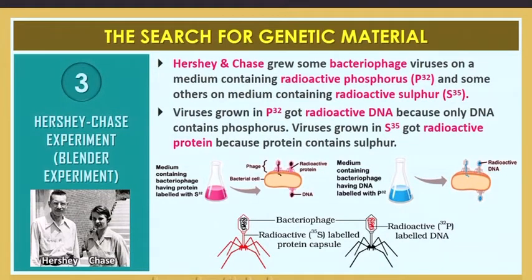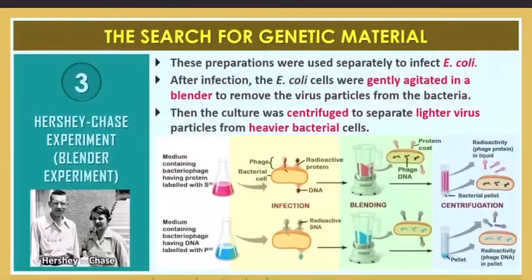This experiment was done by 2 scientists, these 2 gentlemen, Hershey and Chase. It's called the blender experiment because blending was done by them. These preparations were used separately to infect E. coli, Escherichia coli. E. coli is a good bacteria. It is present in our stomach and intestine. So after infection, the E. coli cells were gently agitated in a blender to remove the virus particles from the bacteria.